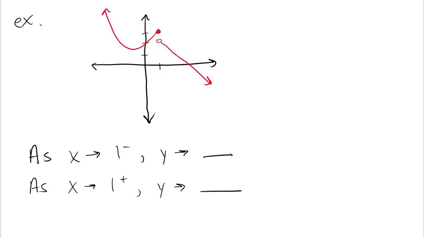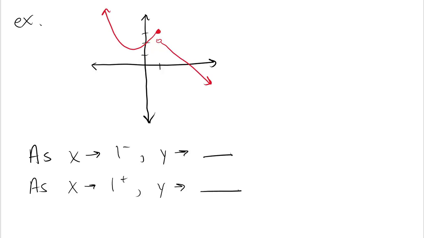We can see that the graph approaches two different locations as x gets closer and closer to 1. It just depends on which side of 1 you're on. The first line that we have here says, as x approaches 1 from the left, y approaches what? We're going to fill that in.